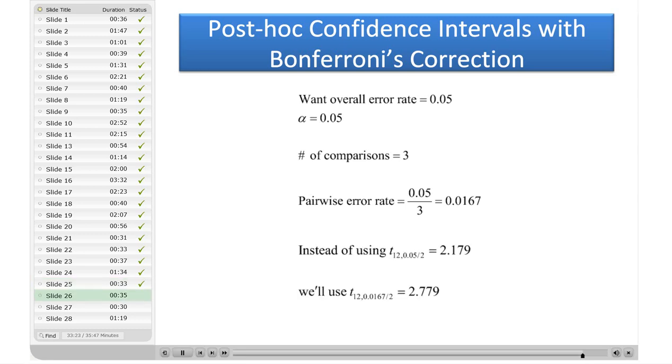What are the consequences of this? Well, it basically just means that when we look up our t cutoff value, instead of looking it up for an alpha of 0.05, we're going to look up the t cutoff value for an alpha of 0.0167. Now the t cutoff for 0.05 is 2.179. Again, keep in mind we have 12 degrees of freedom. But the cutoff value for 0.0167 in 12 degrees of freedom is 2.779. So if we want to calculate our Bonferroni confidence intervals, we just need to change our cutoff value to 2.779.